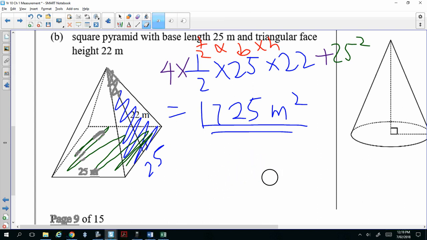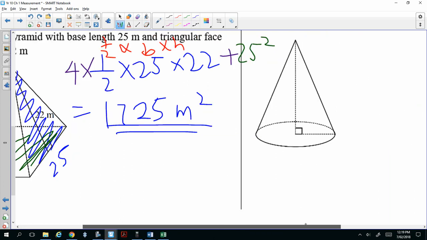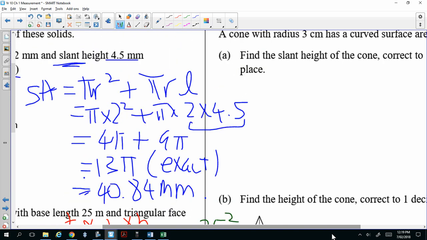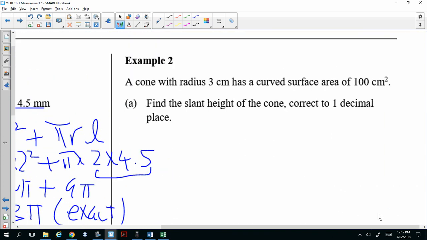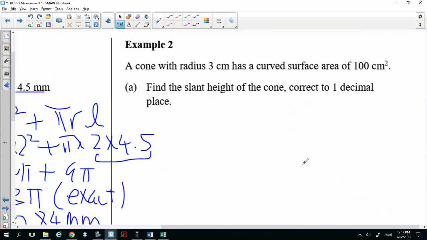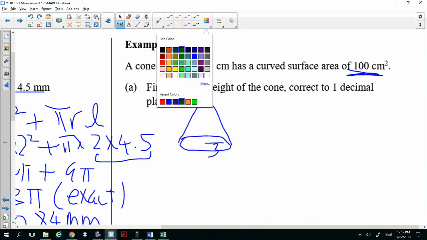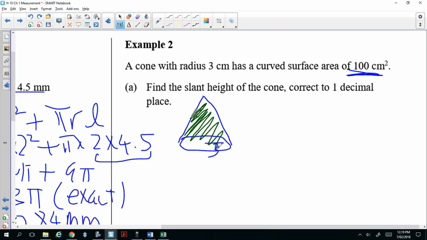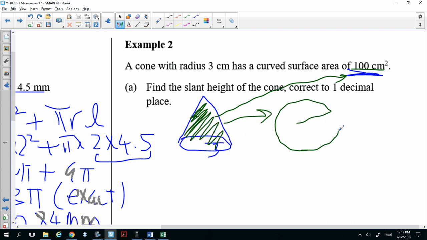Example 2 on a cone. A cone has radius 3. Let's draw it. Radius 3. It has a curved surface area of 100. So that means this bit here is 100. So if I cut this into a net, this means this is 100 square centimeters. Now they ask you to find the slant height.